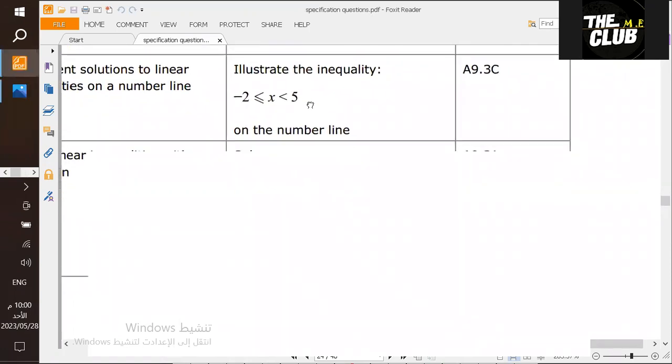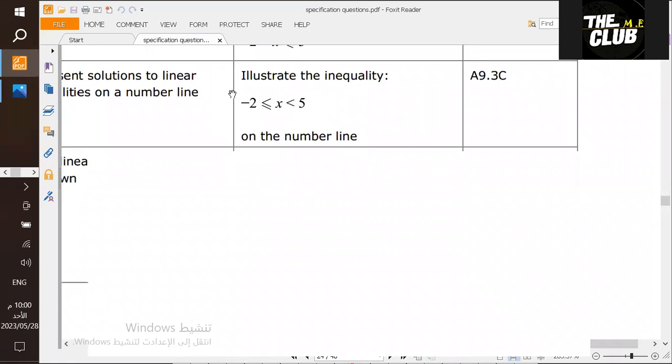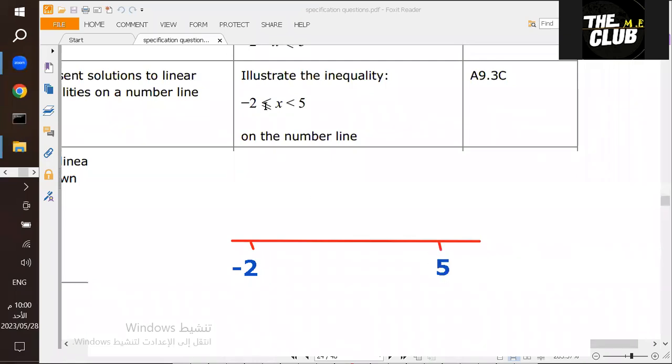Illustrate the inequality on the number line. It means put it on a number line. First thing, we draw a number line. We should have a number line for you guys. Okay. The -2 we put from here, and the 5 we put here. So I'm going to say this is -2 and 5. You have questions like these. First thing, I put the circles on top of them.